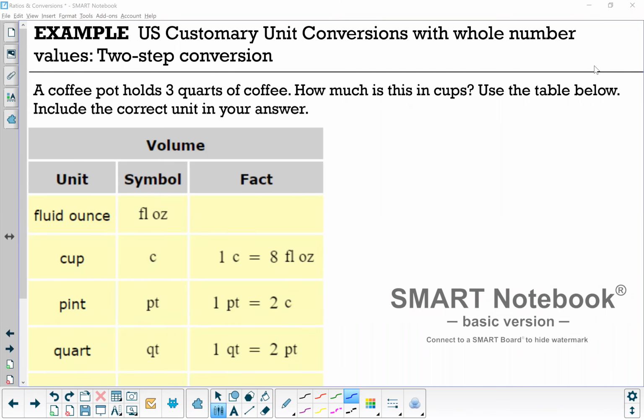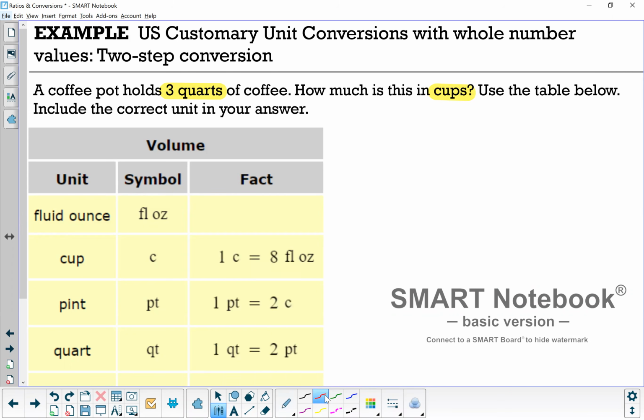So we have an example here where we are looking at US customary unit conversions with whole number values, and we have a two-step conversion. A coffee pot holds 3 quarts of coffee. How much is this in cups? We'll use our table below and make sure we include the correct units in our answer.